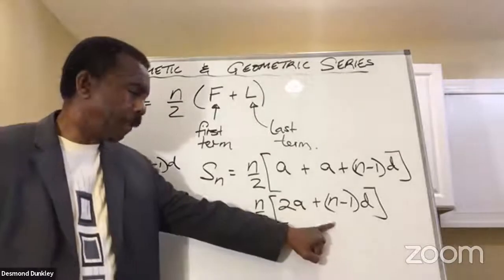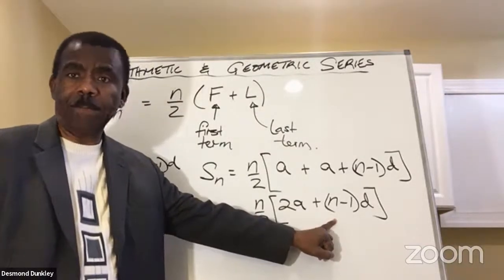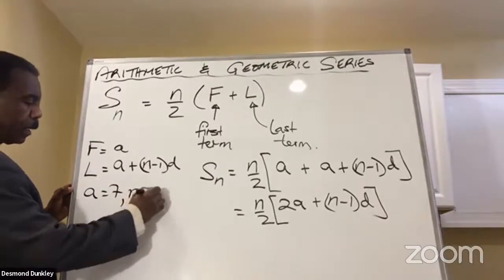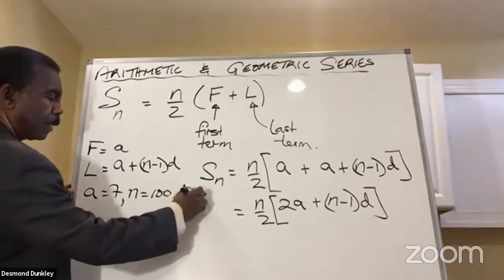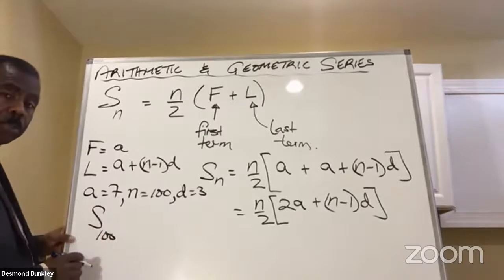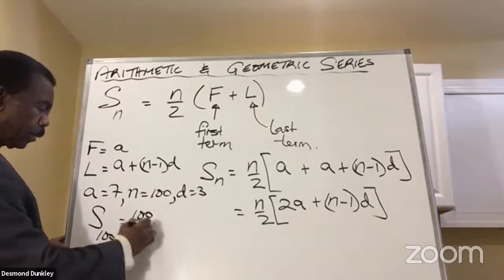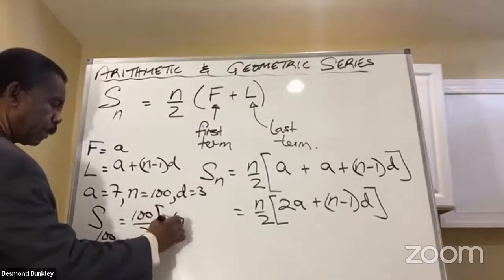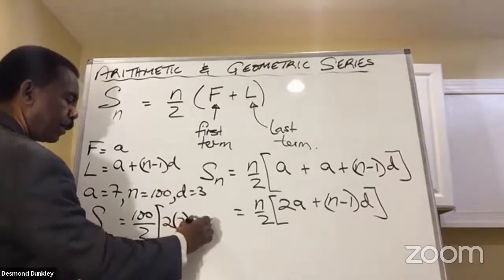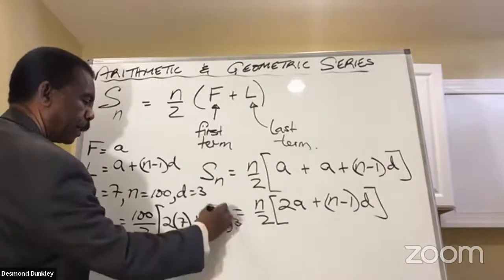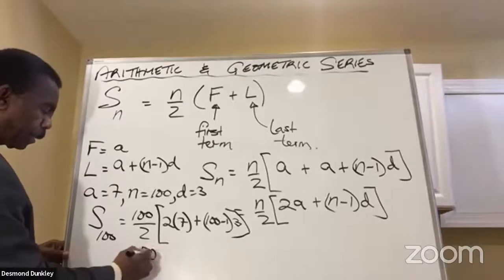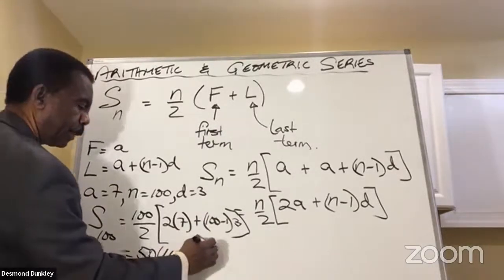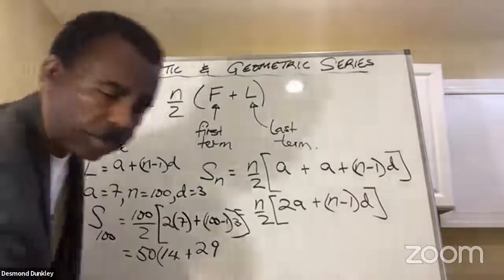Okay? So let's see if we could use this formula the way it is right here with the detail that we were given and see if it works. So what were we asked? We were told that A is 7, N is 100, and D is 3. So the sum of the first 100 terms is going to be equal to 100 over 2 times 2 times A, which is 7, plus 100 minus 1 times 3, and close parentheses. So it's equal to 50 times 2 times 7 is 14, and 3 times 99 is equal to 3 times 9 is 27, so it's 297.